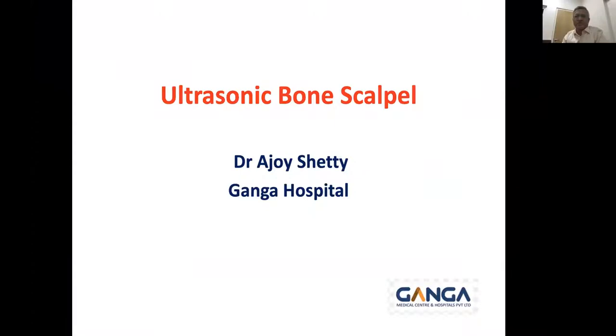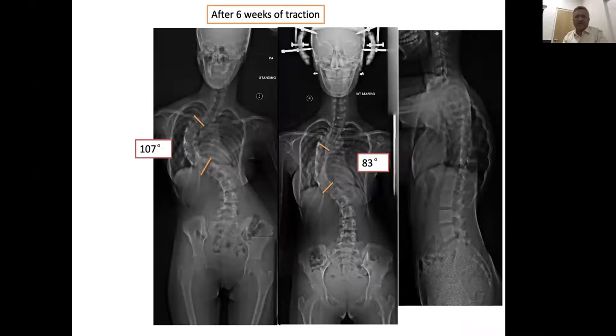Thank you. I'll show a few cases where we have used the ultrasonic bone scalpel, but unfortunately I don't have intraoperative pictures. This is a patient with adolescent idiopathic scoliosis. The main thoracic curve is about 107 degrees. We applied halo traction to this child over about 6 weeks, and the deformity corrected to about 83 degrees. On the lateral view, she is hypokyphotic.